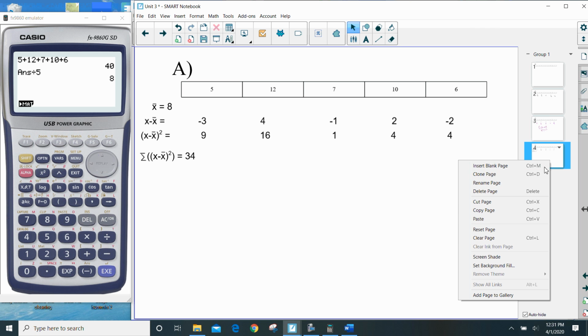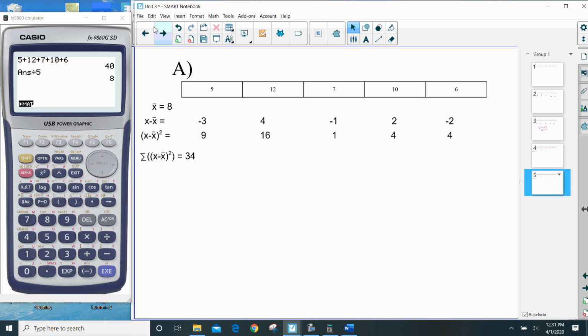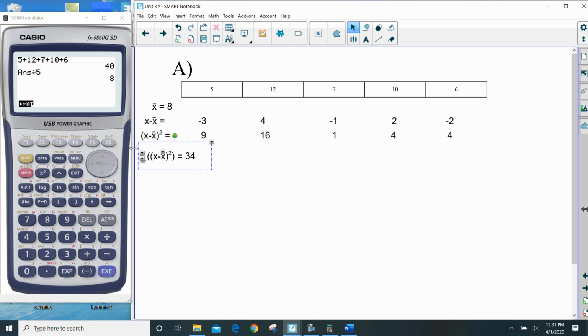Let me just do one more thing. Clone page. All right, so we have X minus X bar squared. Now all that's left is to sum X minus X bar squared. So 9 plus 16 plus 1 plus 4 plus 4, 34. And that is the sum of X minus X bar squared.